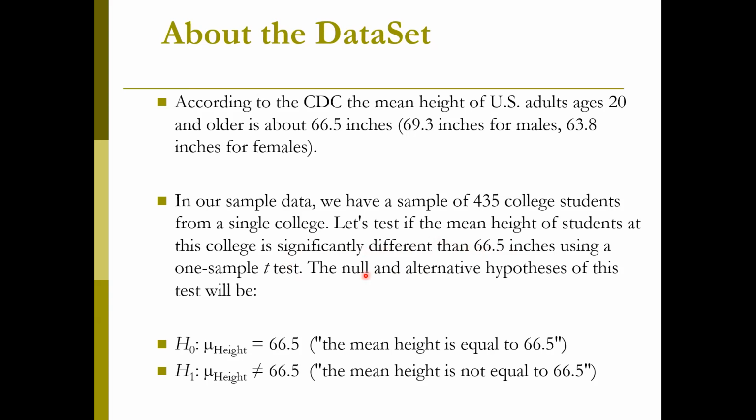Remember, our null and alternative hypotheses are stated below. The null says the mean height is equal to 66.5. Then the alternative says it is not equal to.